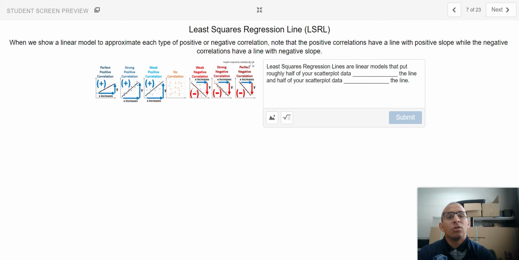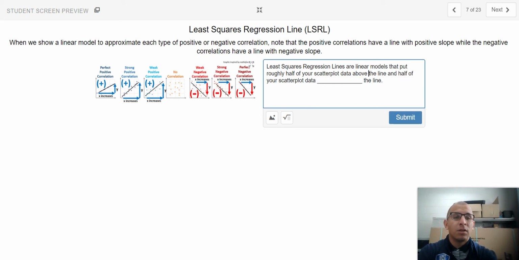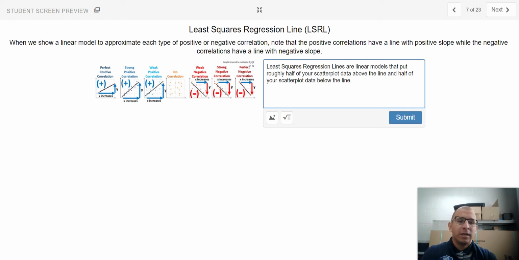Least square regression lines are linear models that put roughly half of your scatterplot data above the line and half of your scatterplot data below the line. You might be sitting here thinking right now, how the heck do you even get one? That's going to come in a later lesson.